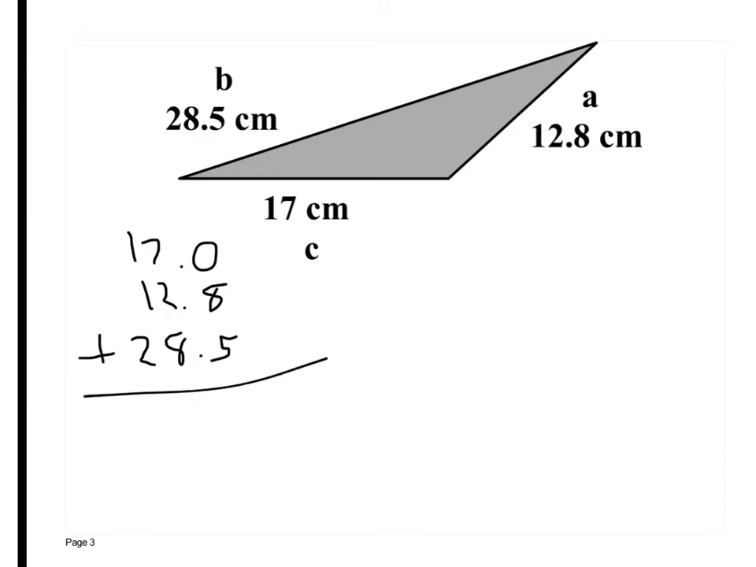Just add those up. Okay, 8 plus 5 is 13. 1 and 7 is 8. 8 plus 2 is 10. 10 plus 8 is 18. 1, 2, 3, 4, 5. Make sure you leave the decimal where it's supposed to be. So my answer is 58.3.